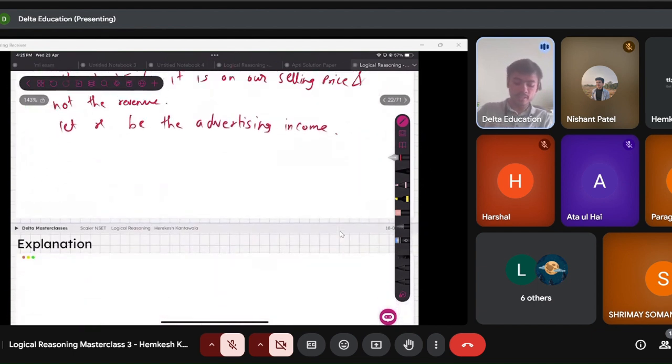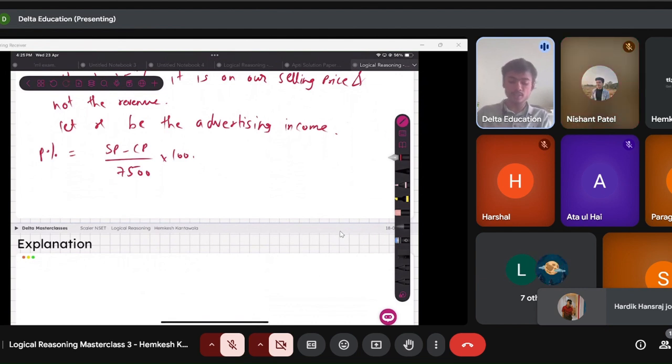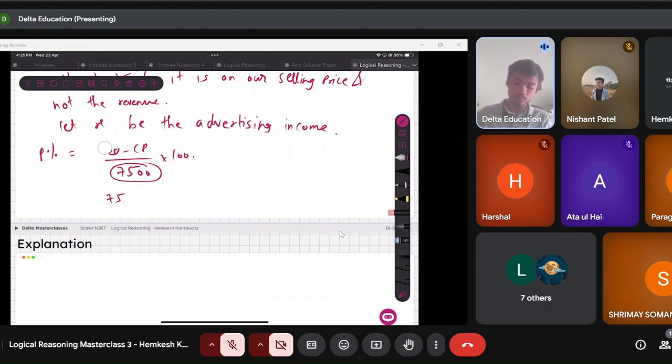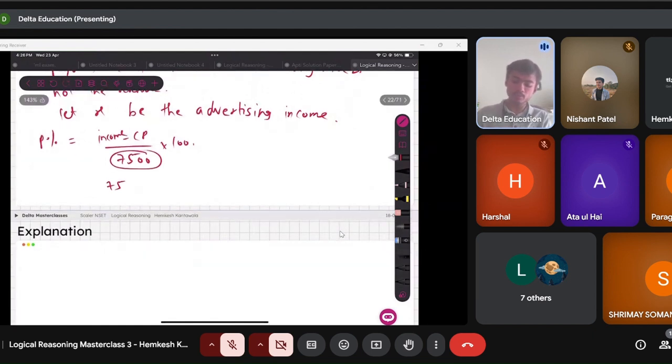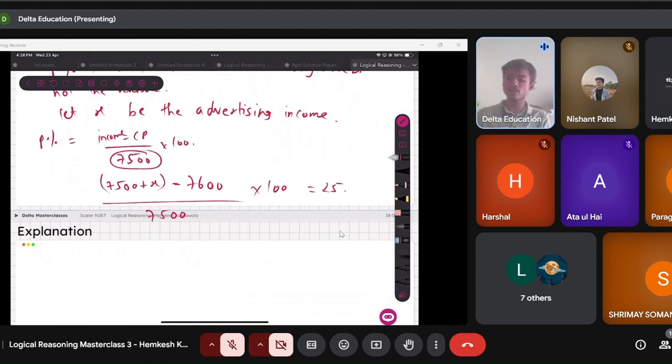Correct. So if we want to find the profit percentage, which is SP minus CP, but this time it is set, so it would be only the selling price, which is 7500, times 100. Now this selling price is not equal to this selling price. This selling price here would become the income, because we need to find the profit. So income would be 7500 plus X, which is the advertising income, minus our 7600, upon 7500 times 100, and it is given to us as 25 percentage.